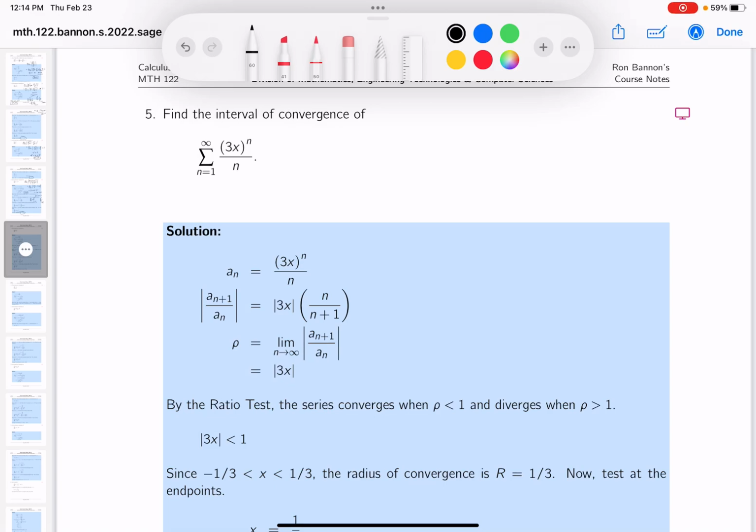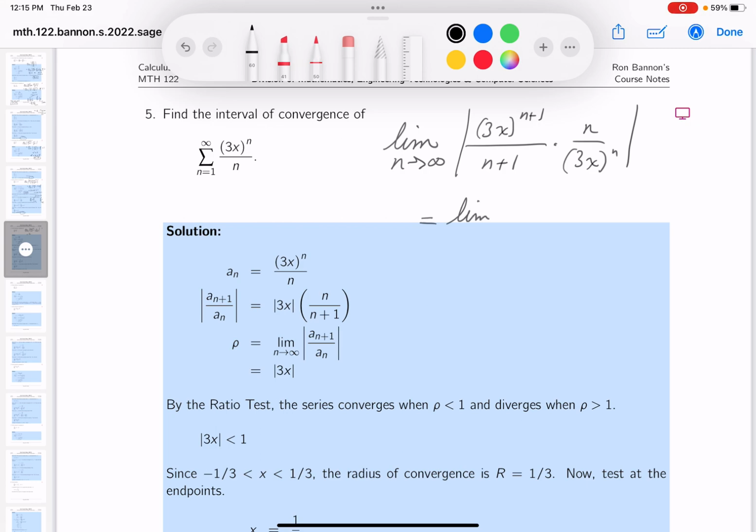Again, interval of convergence. Let's do our ratio test first. Limit as n goes towards infinity, absolute value, that's going to be 3x to the n plus 1 over n plus 1. And then when I do it, divide through by 3x to the n over n, but it's multiplying the reciprocal. You get n over 3x to the n.